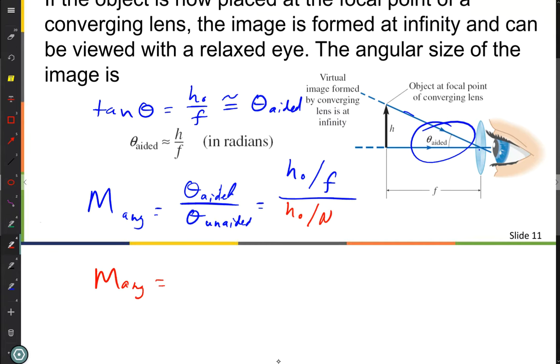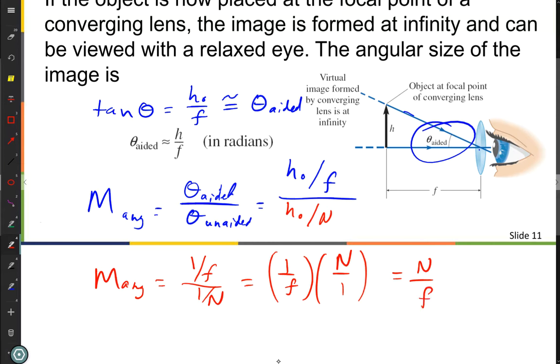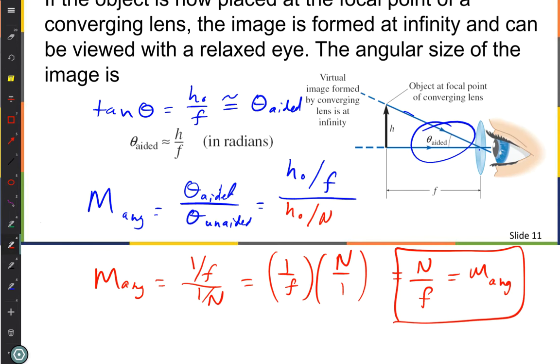And we get the angular magnification is equal to, I'll write this in long form, just so people can be comfortable with it. Invert and multiply when you divide fractions. So the angular magnification is your near point divided by the focal length of your lens. So once again, if your near point is 9 inches, did I do that right?